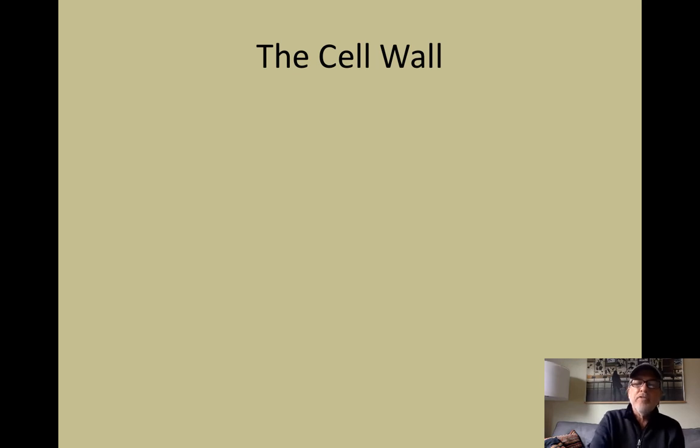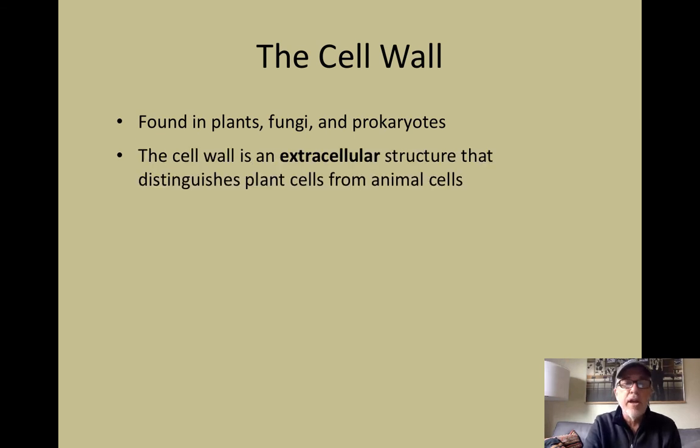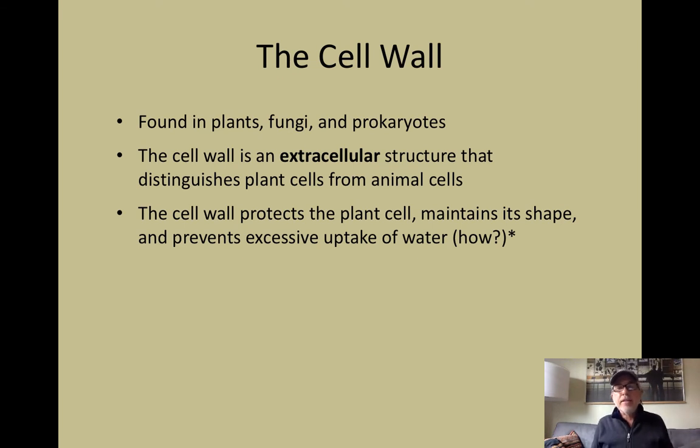Next, I want to talk about the cell wall. This is found only in plants, fungi, and in some prokaryotes. The cell wall is extracellular, meaning it occurs outside of the cell membrane, and it's what distinguishes plant cells from animal cells and fungal cells from animal cells. The cell wall protects the plant cell, it helps it maintain its shape, and it prevents excessive uptake of water.